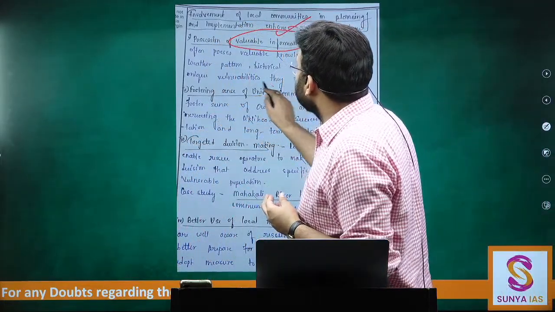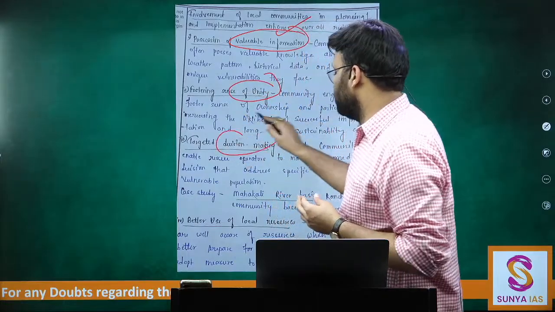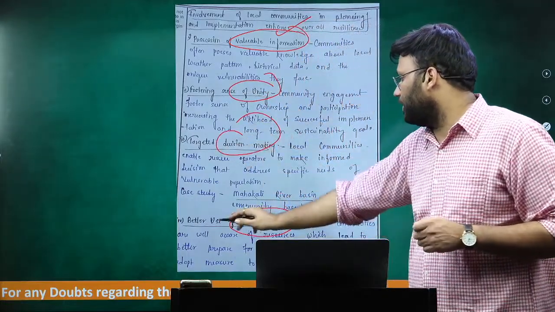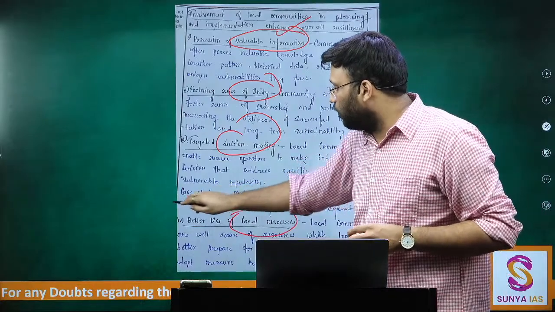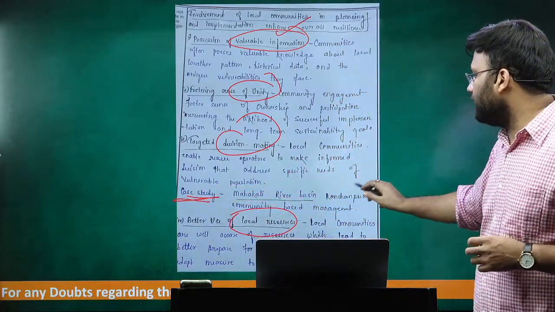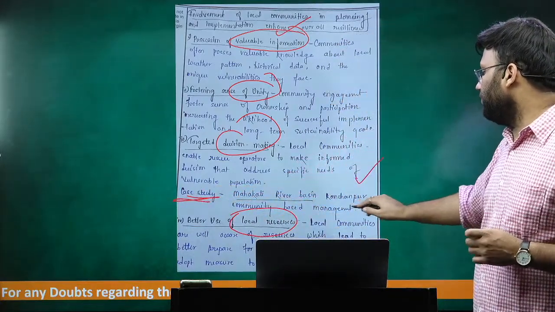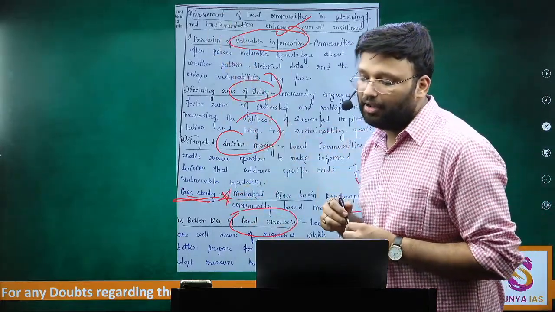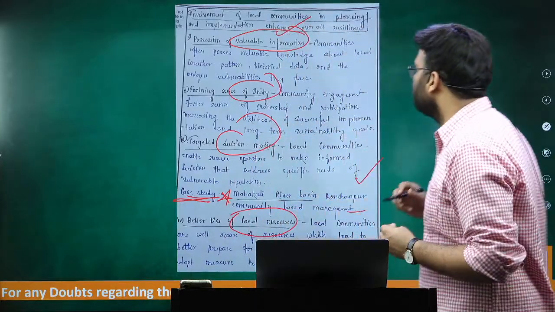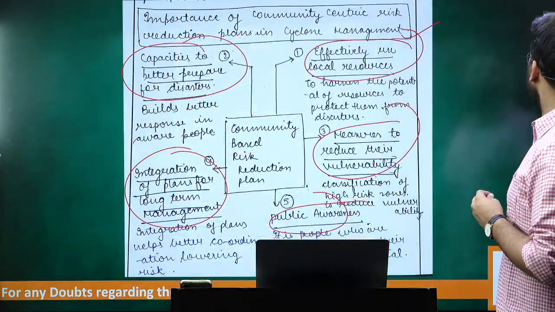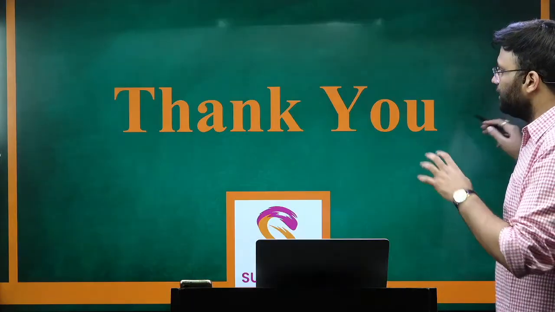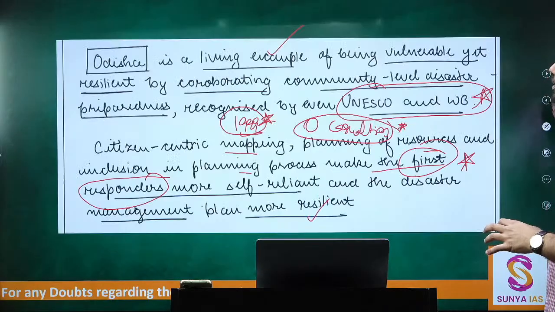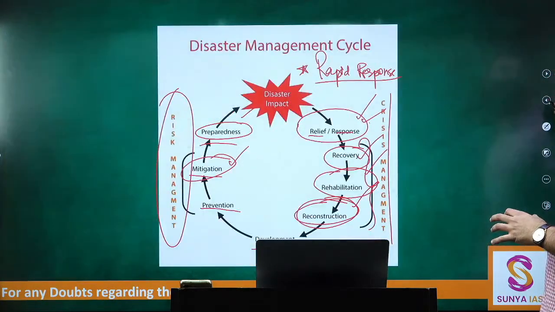Fostering a sense of unity, targeted decision making, better use of local resources. This case study is also given, how the Mahakali River Basin community based management is an example of community management, right? So these were the best examples. How can we conclude the question?